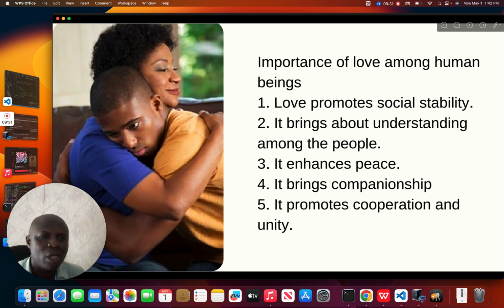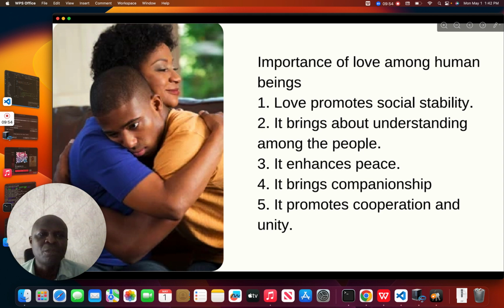Also, it brings about understanding among the people. When you love, you understand your neighbors. When you love, you understand your friend in class. When you love, you understand your teachers. When they are teaching you, you pay attention. It is love that helps us to move. It is love that helps us to succeed.